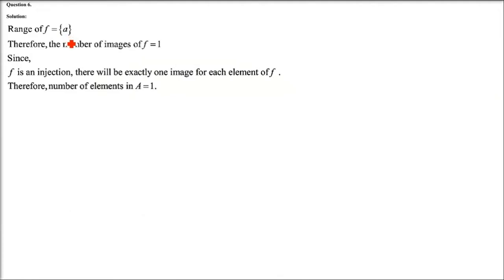If f is a function from A to B, and f is an injection such that the range of f is equal to A, so the range is only A, determine the number of elements in A.